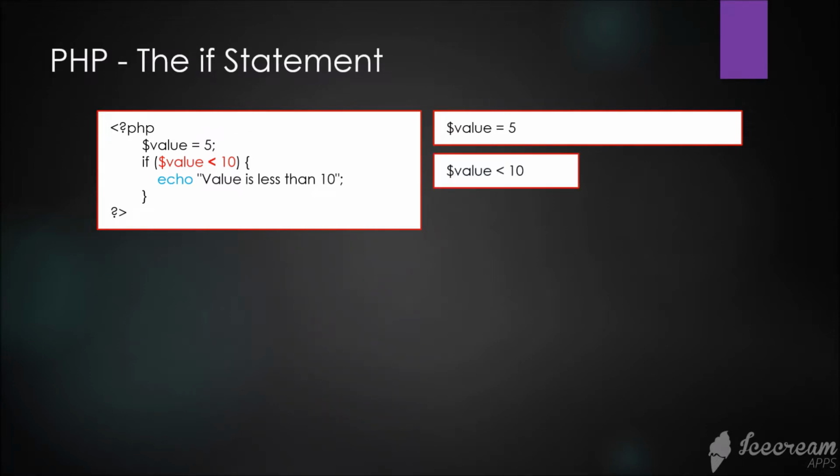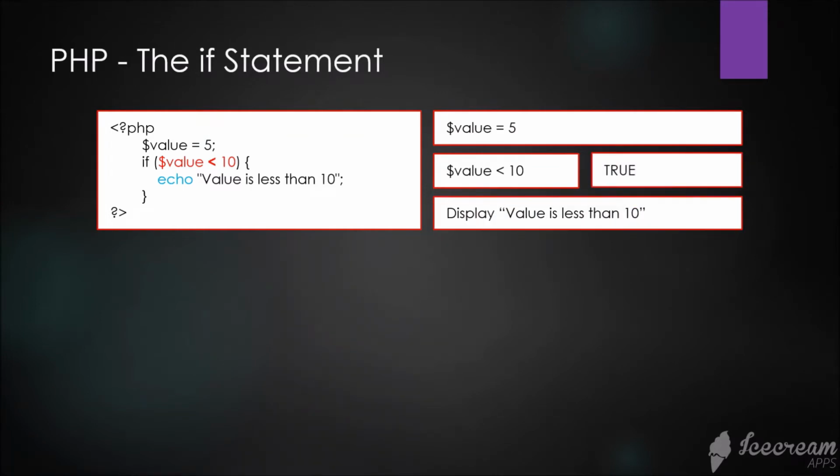Then the next thing na mangyayari is that we're going to compare yung value variable kung less than ba siya sa 10. So true or false? 5 is less than 10. So the answer will be true. Now, since true na siya, then we're going to display the value is less than 10. So we execute na itong statement.